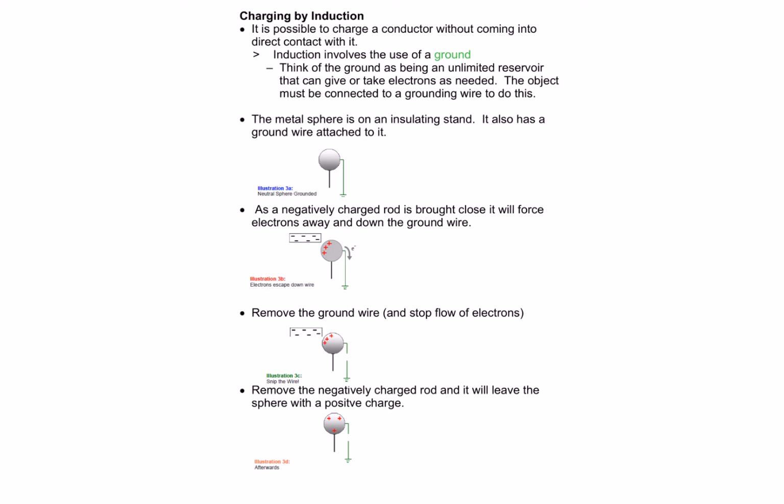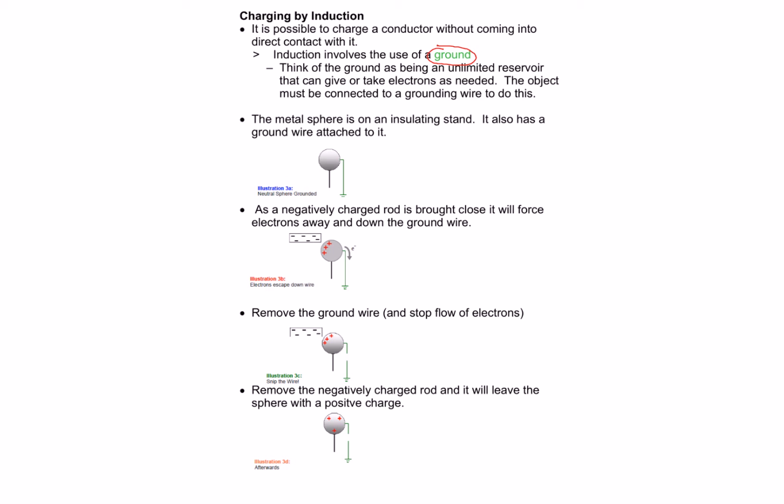Our last one we're going to look at quickly is induction, and this one is pretty cool. It's where we can actually charge something without physically touching it, as we would when doing it by conduction. The only key thing is to do induction you have to have a ground. What that means is we've got a ground wire attached to the object, and that's going to give us an unlimited supply of electrons to either give or to take.